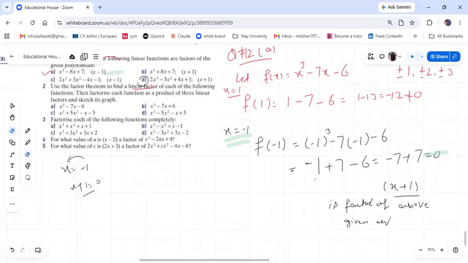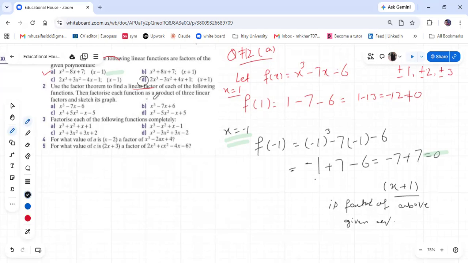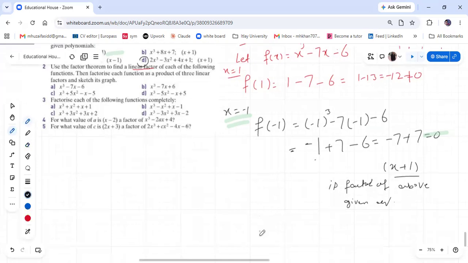Okay. Now we are working on the other part of this problem: then factorize each function as a product. So here we are working with another method, which is basically called synthetic division. For synthetic division, before working, we write our equation. Our equation is x cubed minus 7x minus 6.